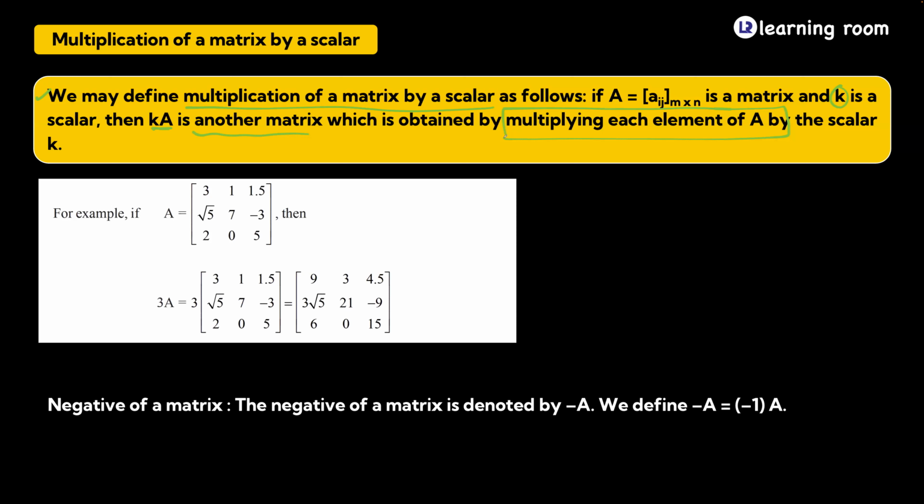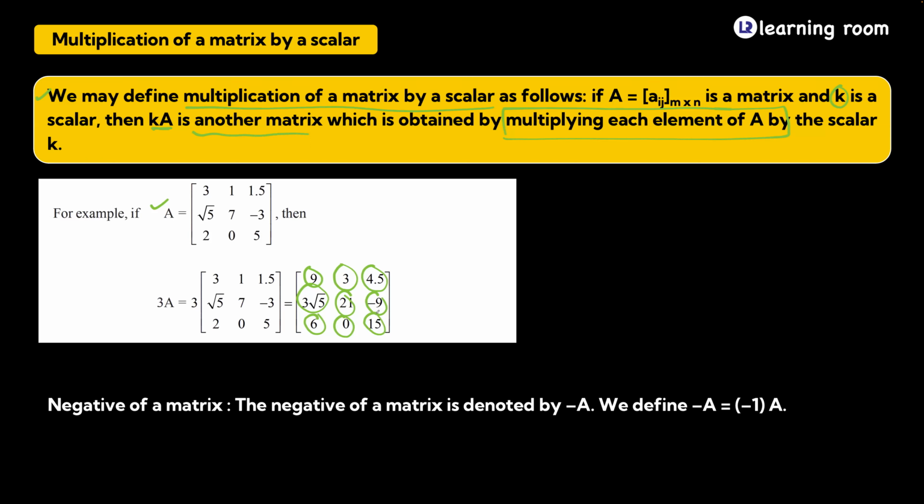So from this, if you take an example, let's say there is a matrix A which has the elements 3, 1, 1.5, root 5, 7, minus 3, 2, 0, 5. All that we need to find is 3A. So 3 is a number which is getting multiplied with the matrix. So 3 should be multiplied with every element in the matrix. So it is going to be 3 into 3, which is 9. 1 into 3, 3; 3 into 1.5, 4.5; 3 into root 5, 3 root 5; 3 into 7, 21; 3 into minus 3 is minus 9; 3 into 2, 6; 3 into 0, 0; 3 into 5 is going to be 15.